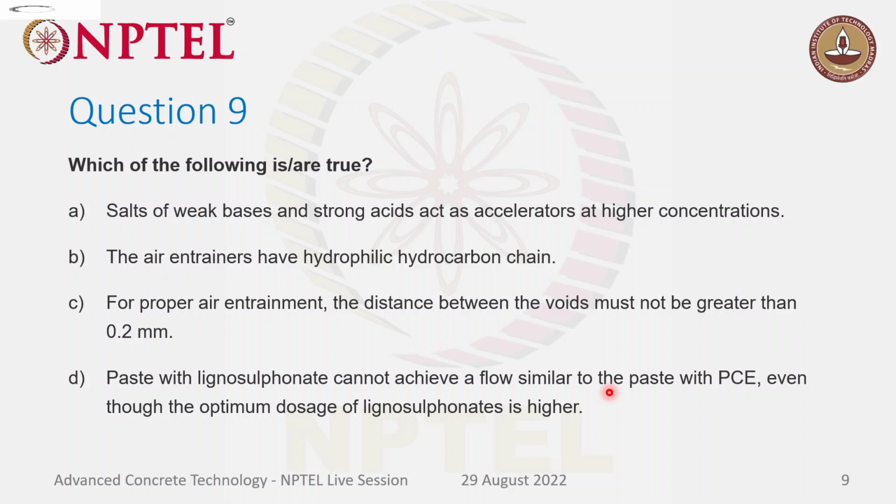And option D: paste with lignosulfonate cannot achieve a flow similar to the paste with PCE even though the optimum dosage of lignosulfonate is higher. So here they're saying that if the paste has lignosulfonate, it can't achieve a flow similar to what PCE can achieve with the same paste, even though the optimum dosage of lignosulfonate is higher. Like if the cement paste is the same, and you're taking 1% PCE and 1% lignosulfonate, they're saying that the flow with PCE will be higher. Even if you increase the dosage of lignosulfonate, you can't increase the flow of the cement paste. Okay, so let me start the timer now and we will see the explanation and the right answer then.